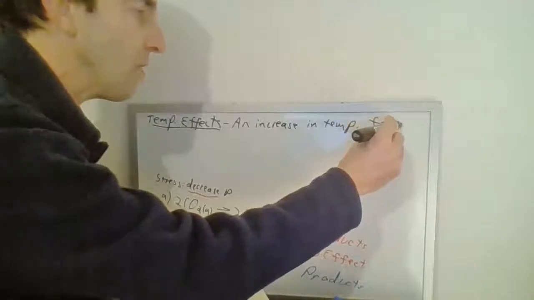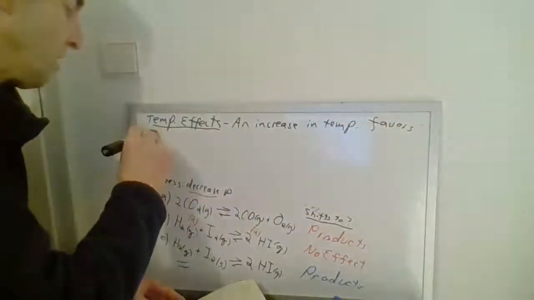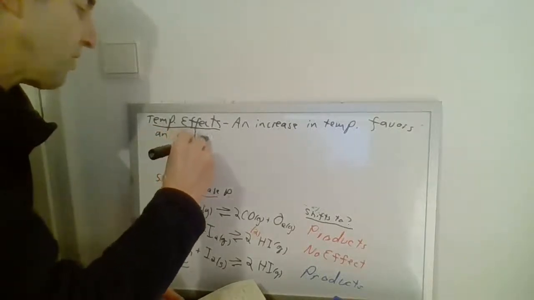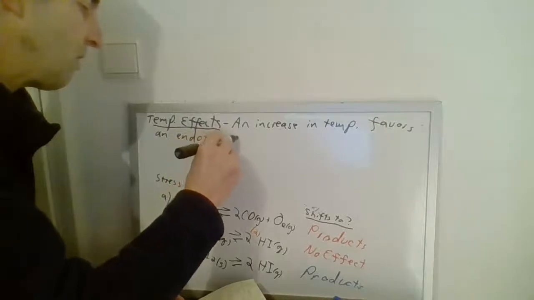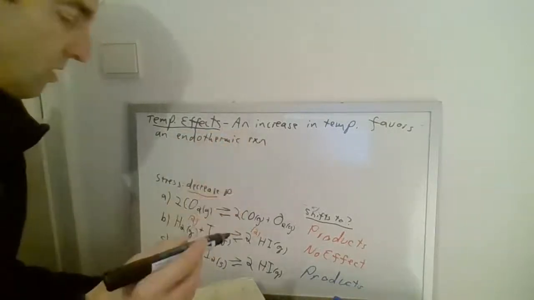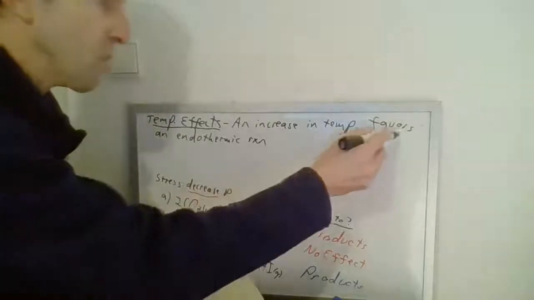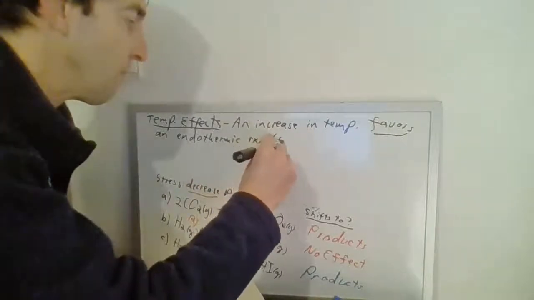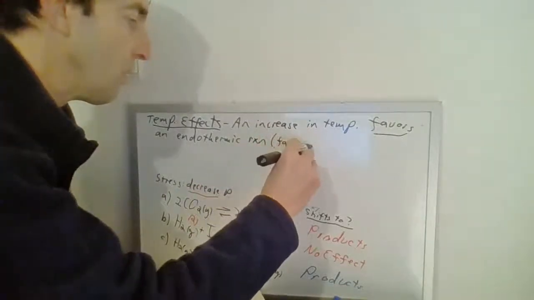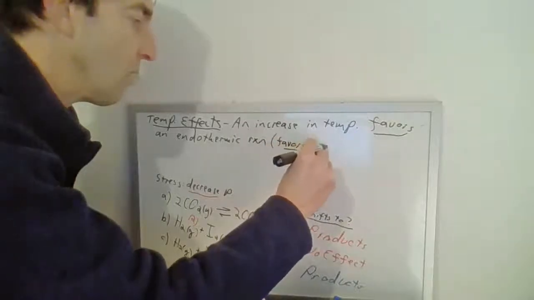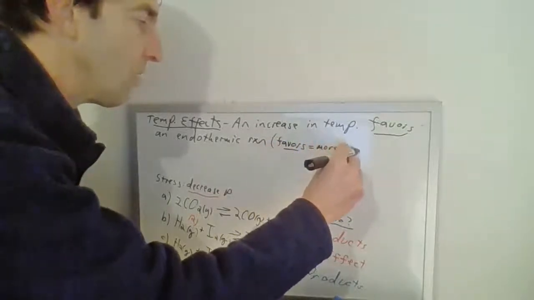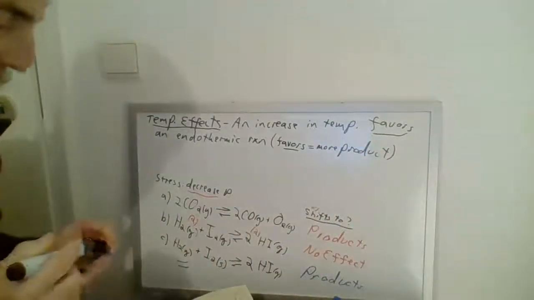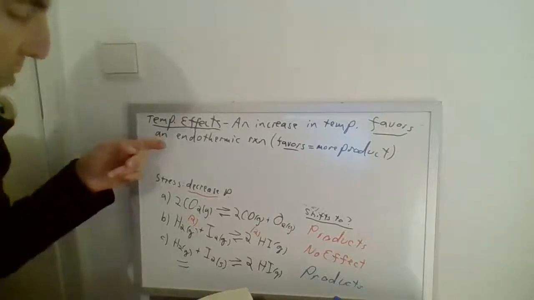Okay, so for temperature, an increase in temperature favors an endothermic reaction. And by favors I mean more product forms, when I use it in this sense. So here, favors means more product forms, or it goes more in the forward direction.